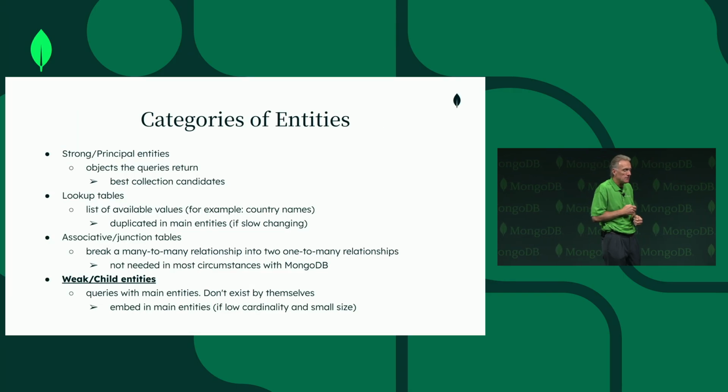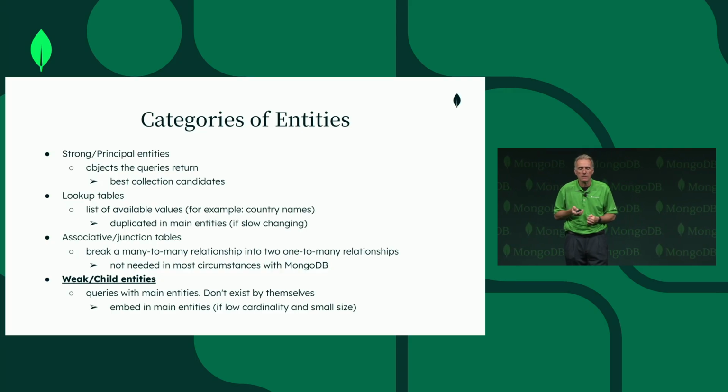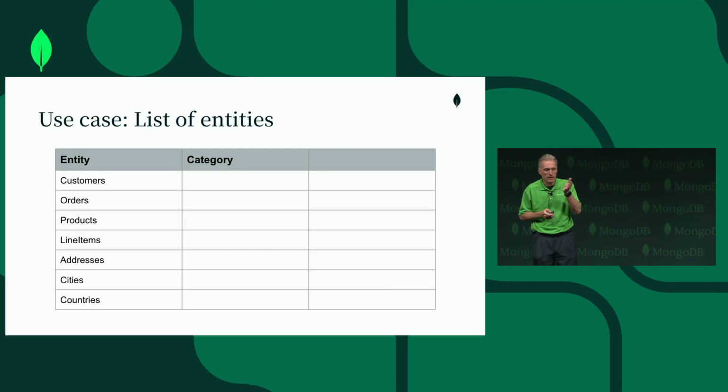Okay, and finally, the last category of entity I want to talk about is the weak, or what I call child entities. Those are often objects that don't really exist by themselves, and they're not objects we really want to do something with. You'll see with the example what we have.